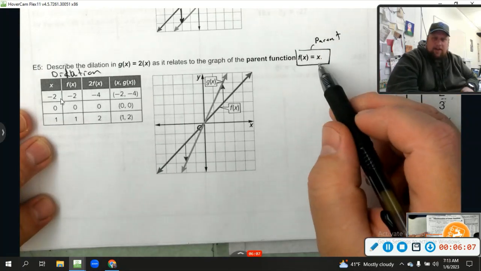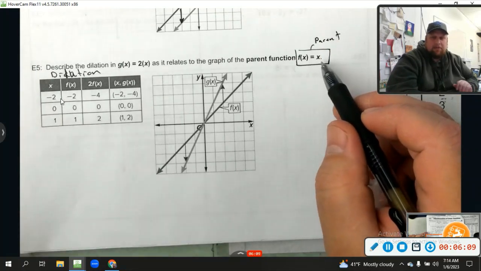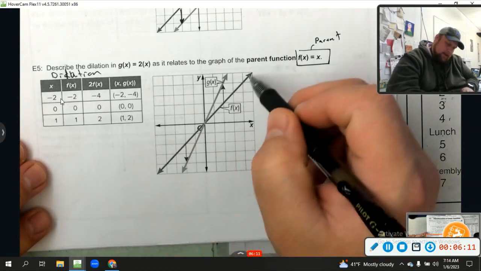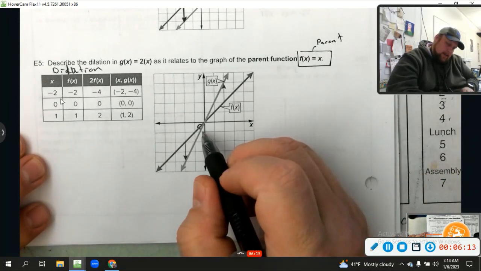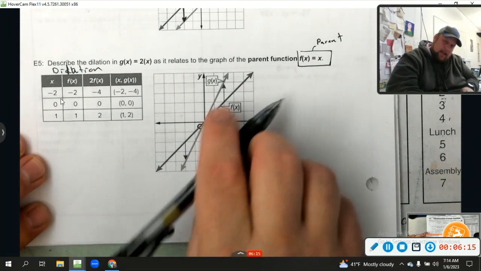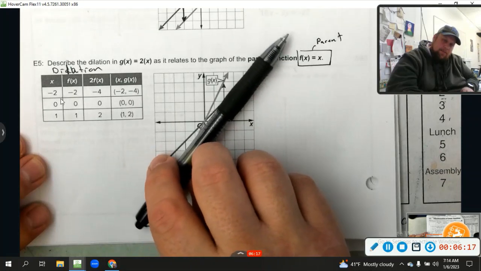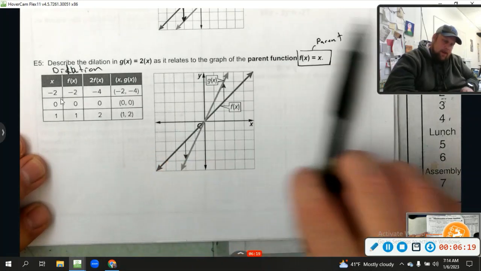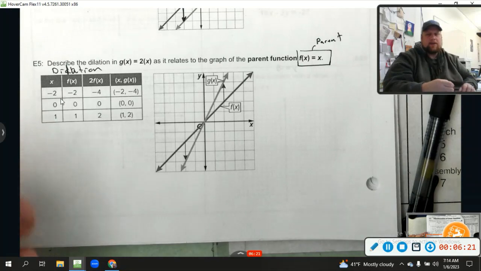Just means we haven't done anything fancy. It's just x. It's that base level. Okay? Boom. We have it again right here. Now, let's take a look at, notice the line has become less steep or more steep? Boom. More steep. And that more steep is called a vertical stretch.